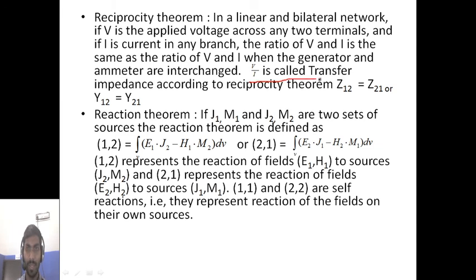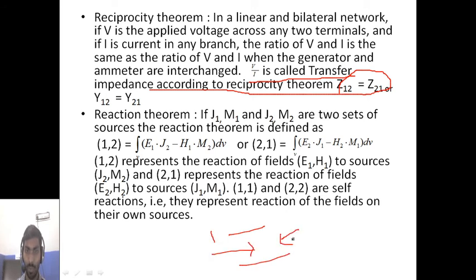V by I is called transfer impedance according to the reciprocity theorem. That is Z12. You might have gone through these, right? This is your first port, port 1, and this is your second port, port 2. If I want to know the transfer impedance, that is, the impedance between these two terminals, I am going to get it as Z12 from this port or Z21 from this port.